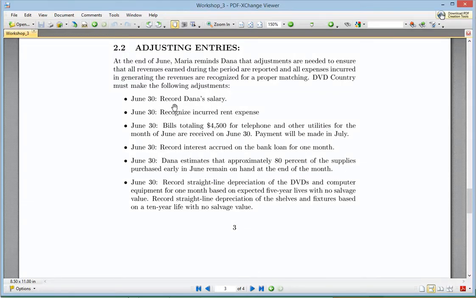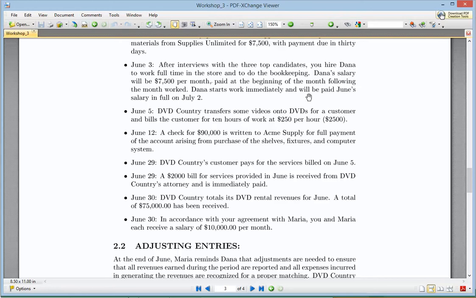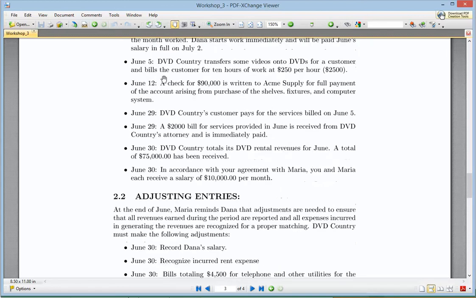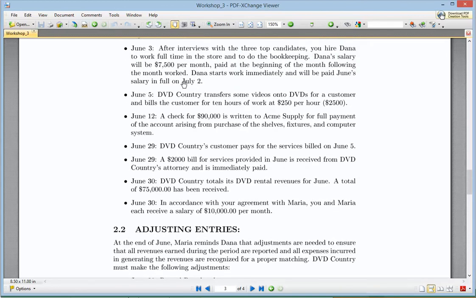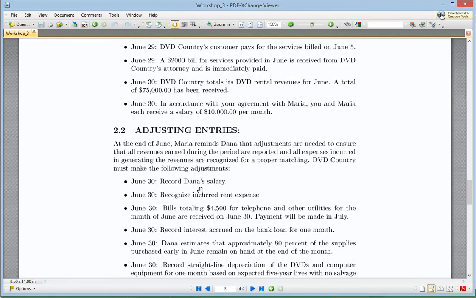And the first adjusting entry, it says record Dana's salary. If you remember in the case, we had mentioned before that we had hired Dana, and in the accounting we did nothing because Dana just hired the contract, and then she started to work at the beginning of the month. Here it is mentioned that we're going to pay Dana until July, but at the end of the month we have to recognize that we used the human resource of Dana, even though we are not paying her.